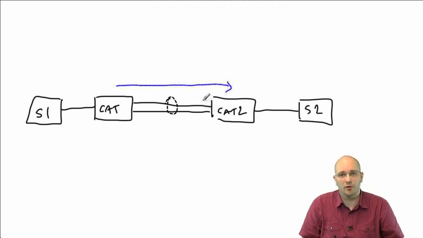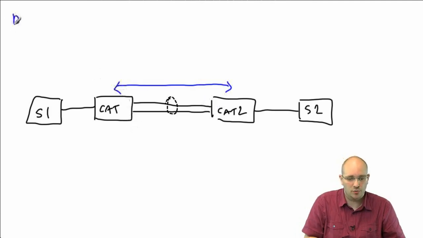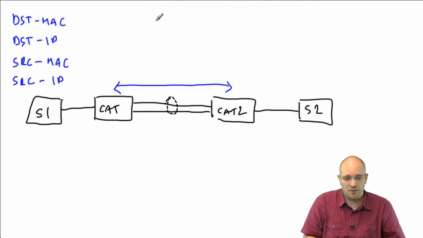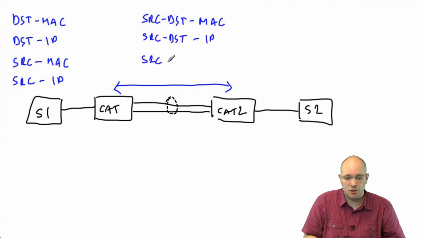Which load balancing algorithm is good in this case? And mind you, this applies in both directions. So I'm going to try first with destination MAC. Again, I like to change things a bit. I'm going to try destination IP. I'm going to try source MAC. I'm going to try source IP. Then the complex ones. Source, destination MAC, source, destination IP, and finally source, destination port.